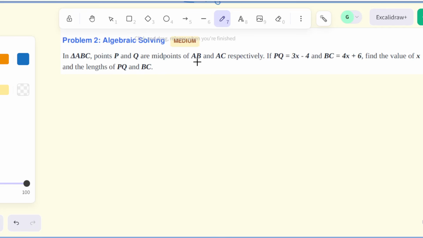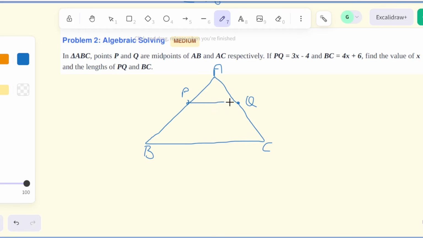Yeah. So here again, we have a triangle ABC. Instead of numbers, we have algebraic expressions. P and Q are the midpoints of AB and AC. So let this be P, this be Q, right? Midpoints. Let us join them as well. PQ is given as 3x minus 4, right?